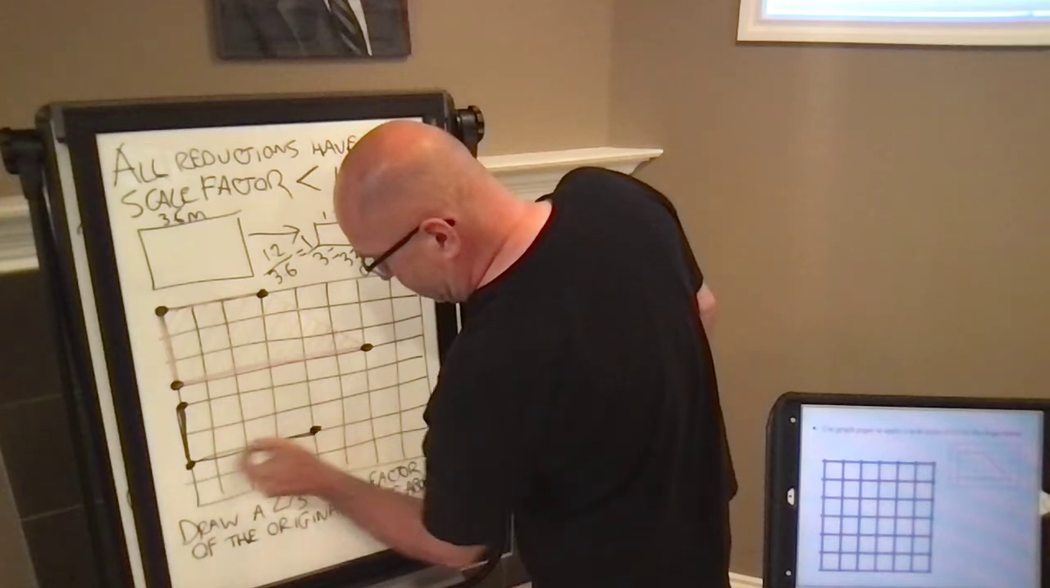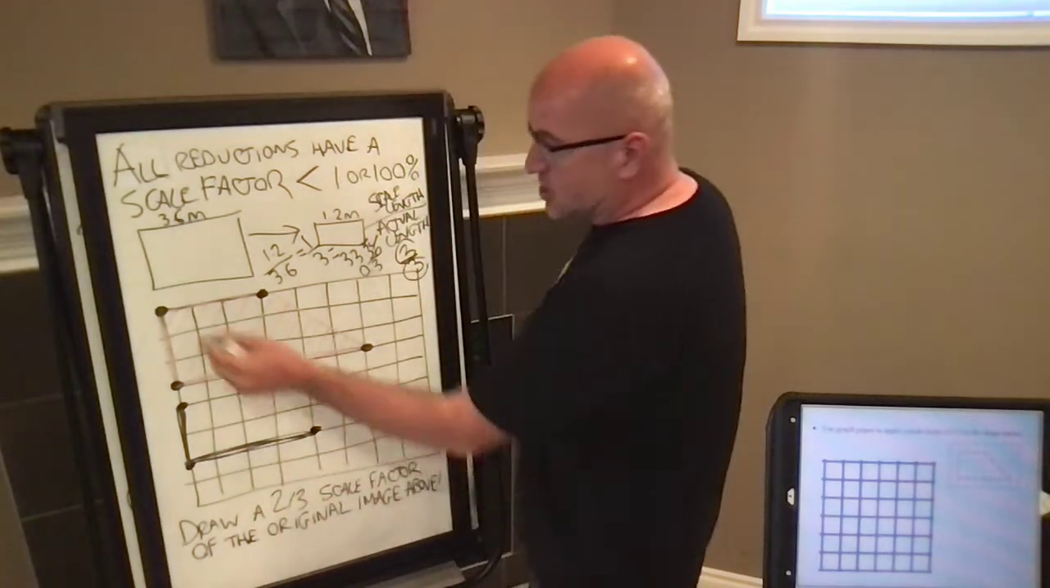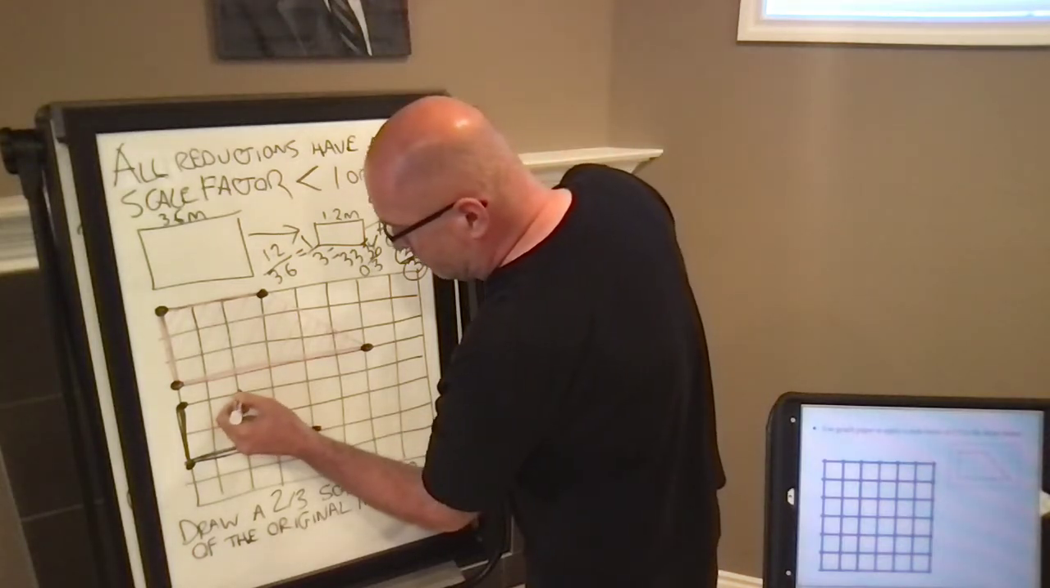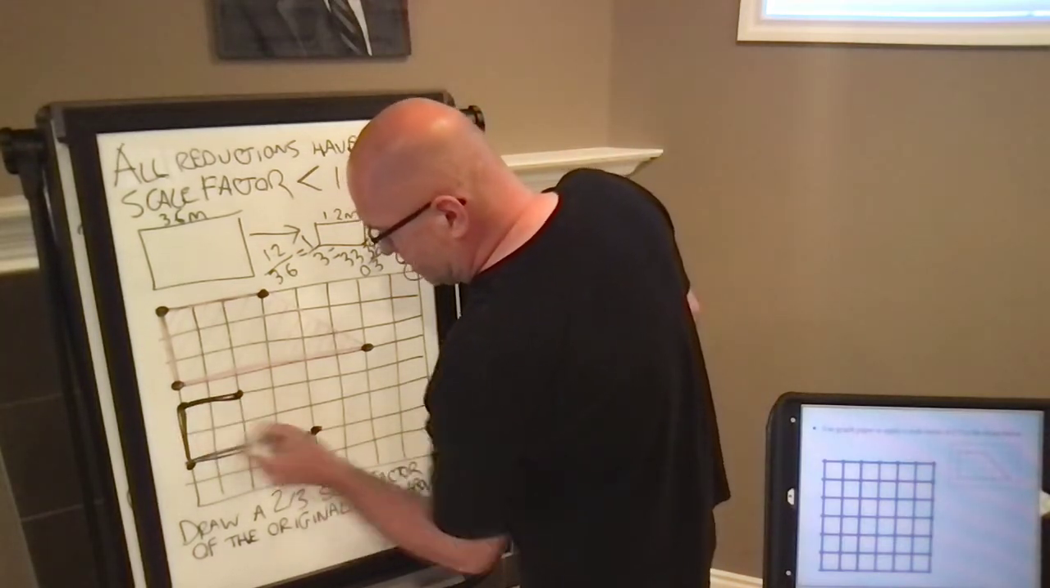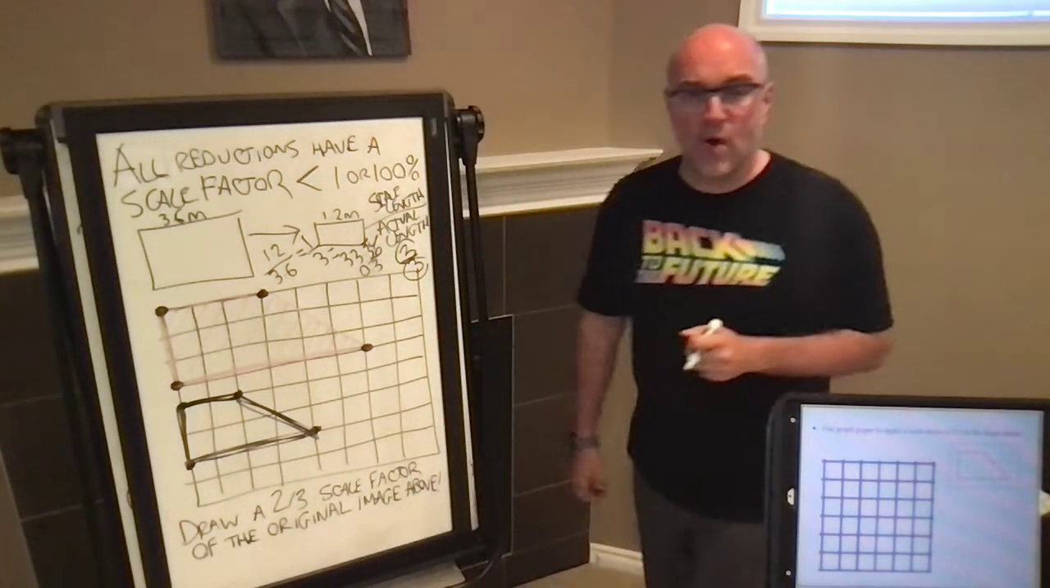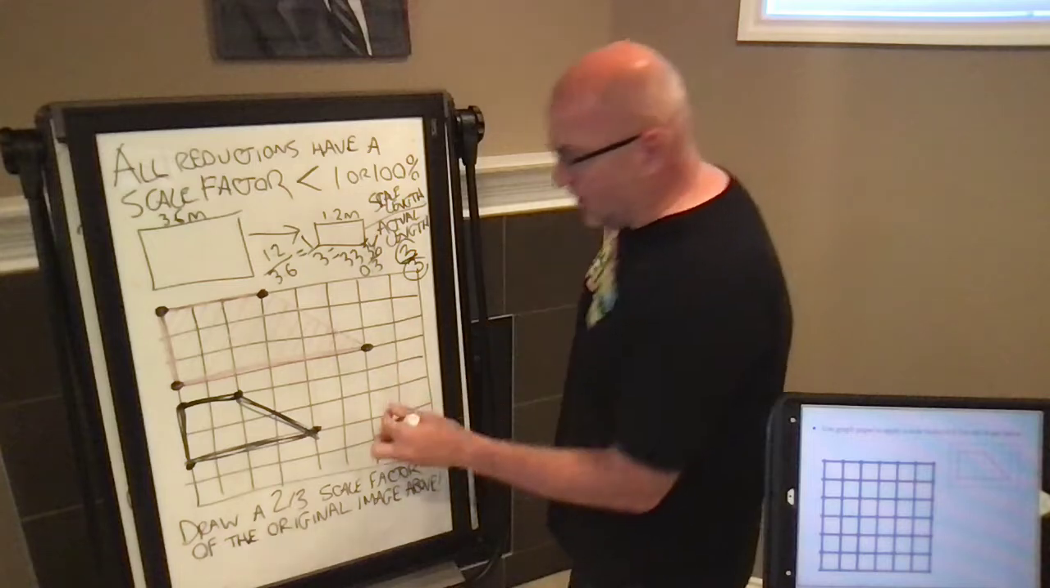There's my bottom length. On the top, I've got 3 as well. That's going to reduce down to 2. So we'll reduce that down to 2. And then we're going to just fill in our little diagonal line there as well. As you can see, there is my scaled down version.